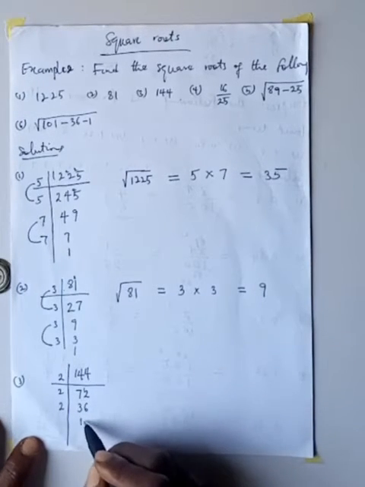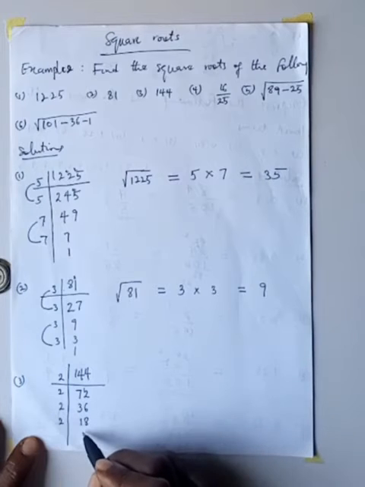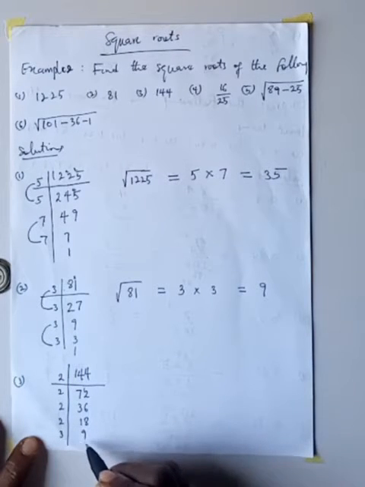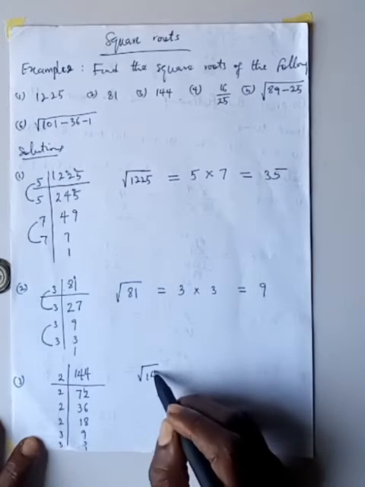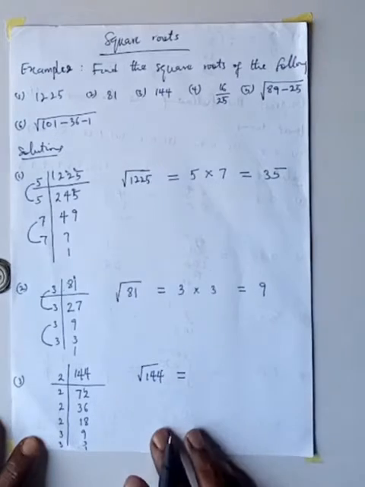2 in 36 here gives what? 18. 2 in 18 here gives 9. 3 in 9, 3. And 3 in 3 here gives what? 1. So we are now going to say that the square root of 144 is equal to.